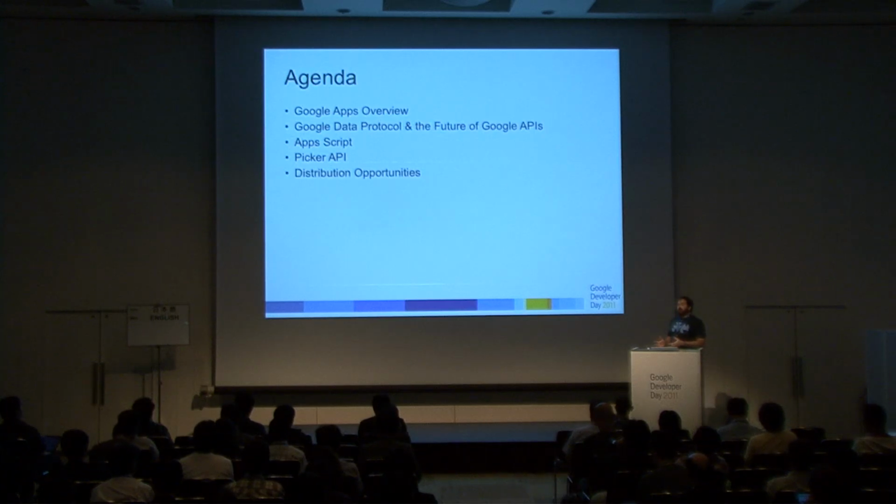We have another API that we launched fairly recently called the Picker API, which is a UI component you can use in your site. Do some demos of all this, and then talk about some of the distribution opportunities if you're a developer building a web application that you want to sell to Google Apps users.